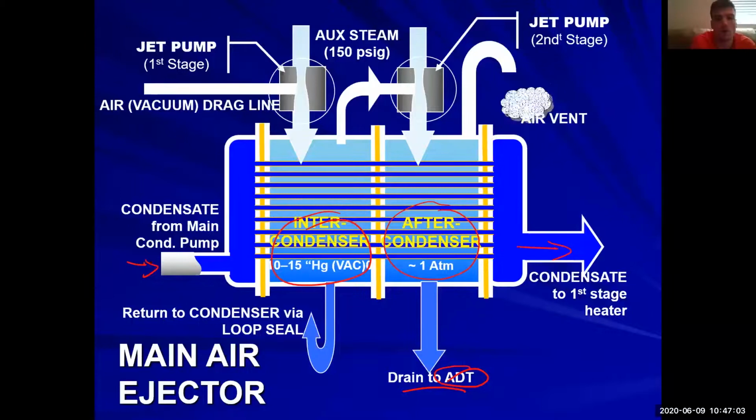I do have a question about the auxiliary steam and non-condensable mix. Okay. So it comes out of the first stage, goes through. It returns to condenser via loop seal. Does the auxiliary steam go back into that condenser? Because the non-condensables would be taken out anyways if it did, right?